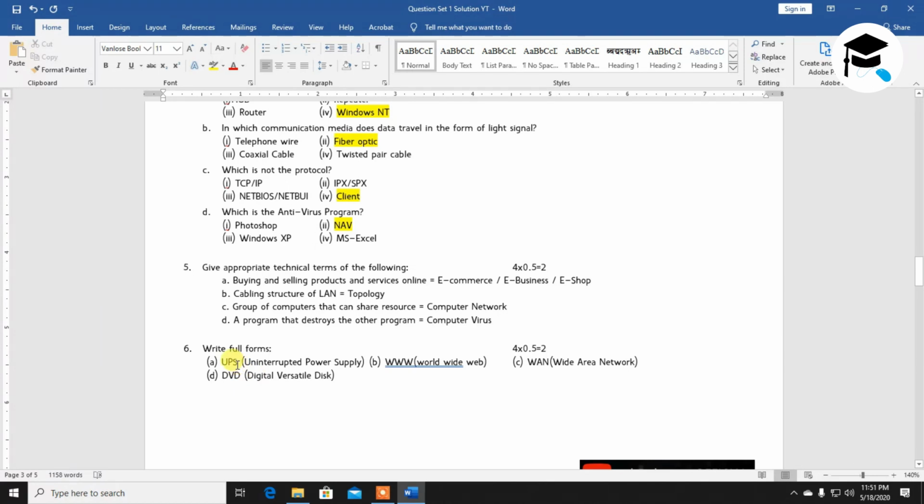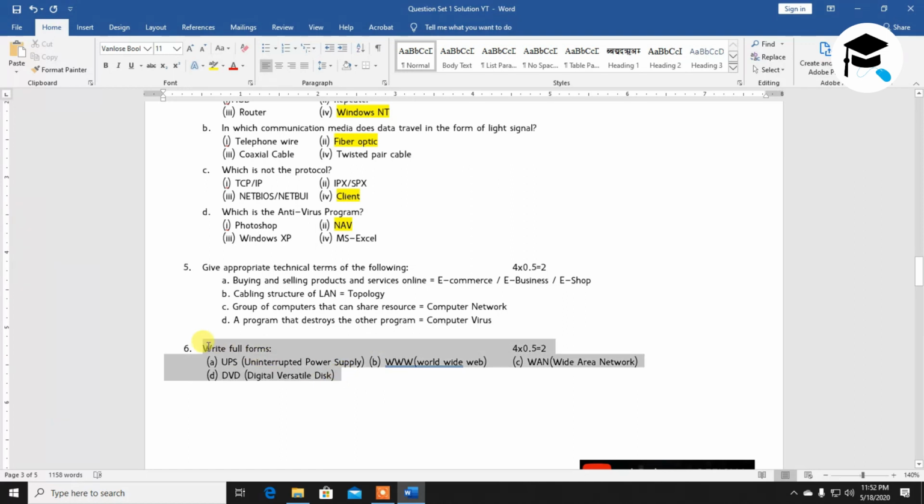UPS, it helps you to shut down your PC whenever the electricity goes off suddenly. Okay, when there is power off, when there is power cut. World Wide Web, it is a network where you can search everything. Okay, similarly, WAN, it's a wide area network. For example, Kathmandu is connected with Pokhara. Okay, then it's wide area network.